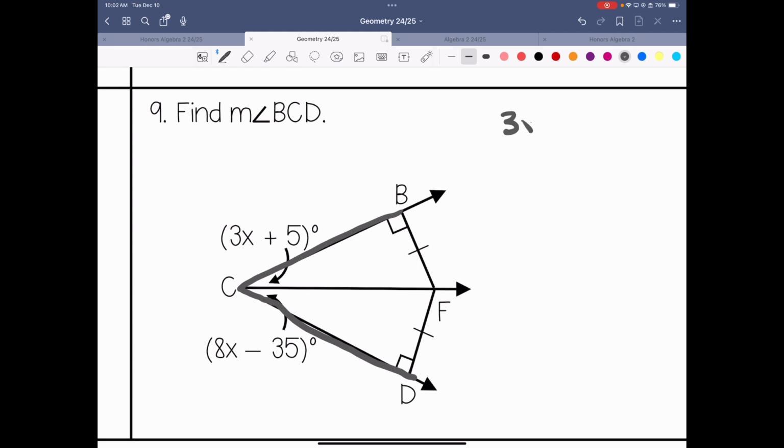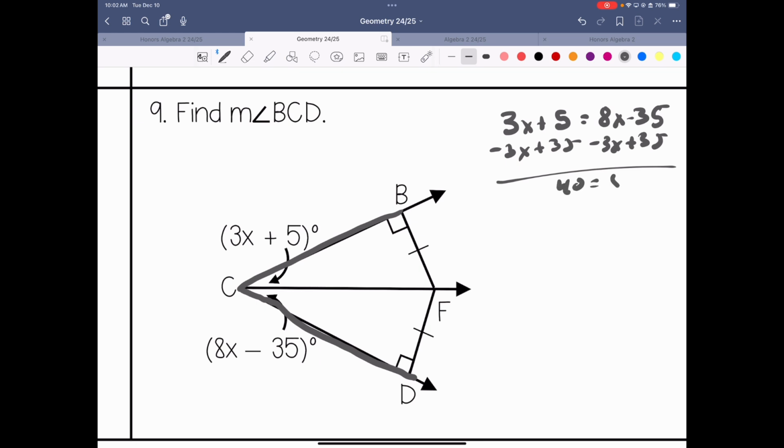So those angles have to be equal to each other. So 3x plus 5 equals 8x minus 35. Subtract 3x. Add 35. So 40 equals 5x. Divide by 5. X is equal to 8.